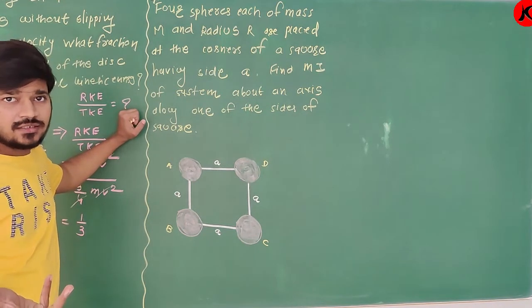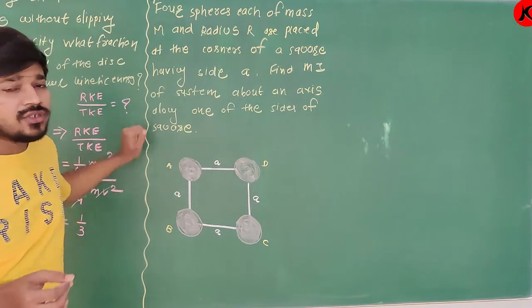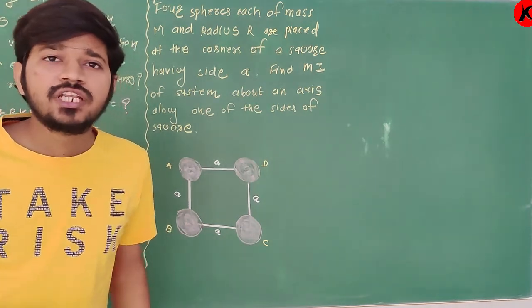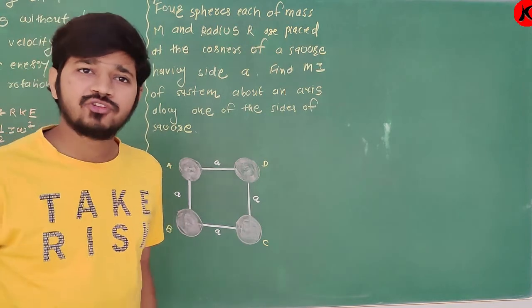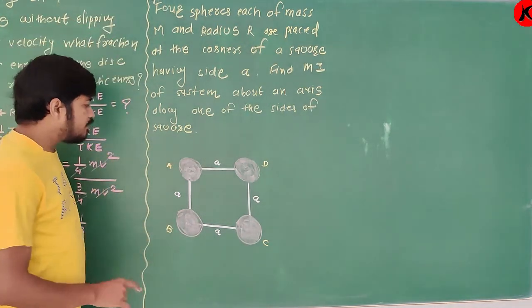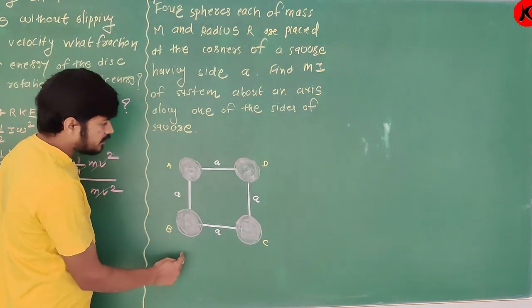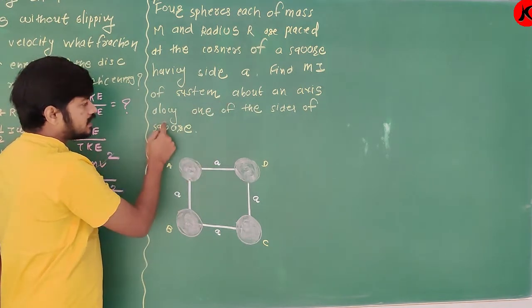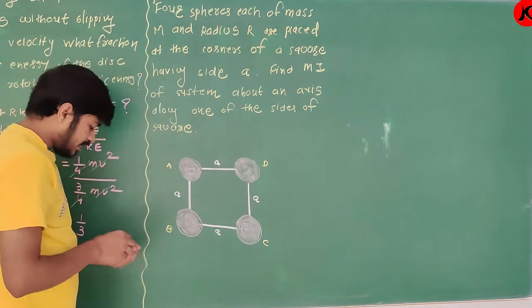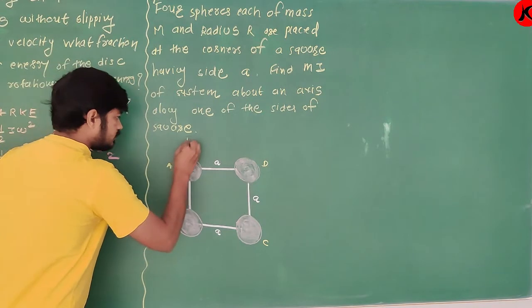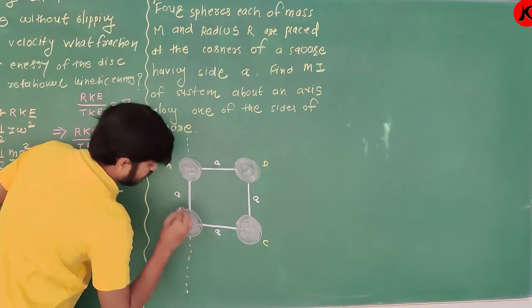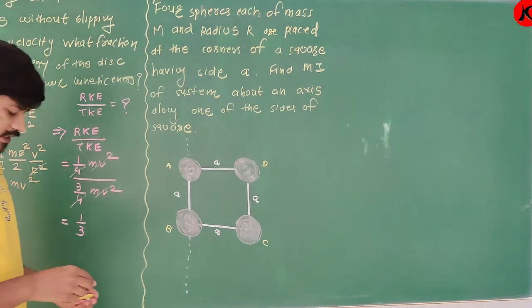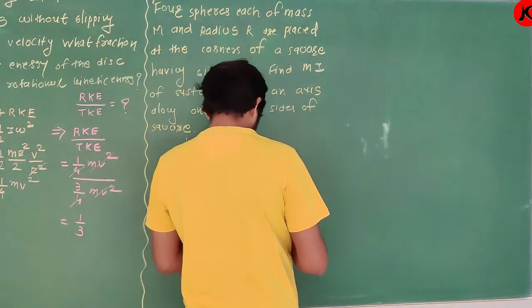If it is a symmetrical system, then if you take any side as the axis, your answer will be the same. Here I am taking this AB side, an axis along one of the sides. So here I am taking this axis, which is passing through side A. So you have to write: take side.